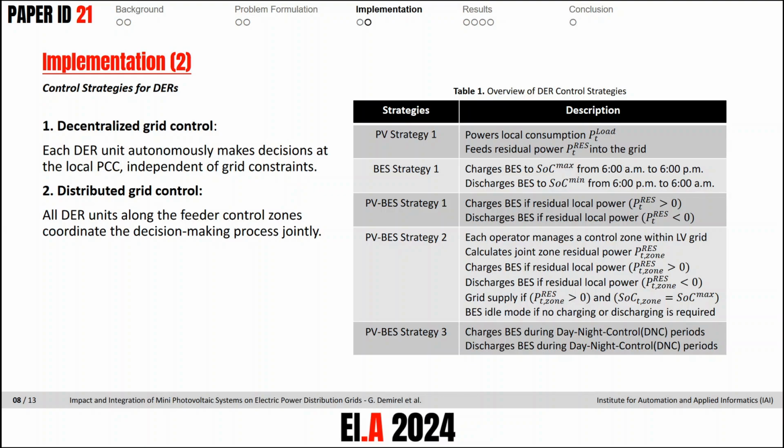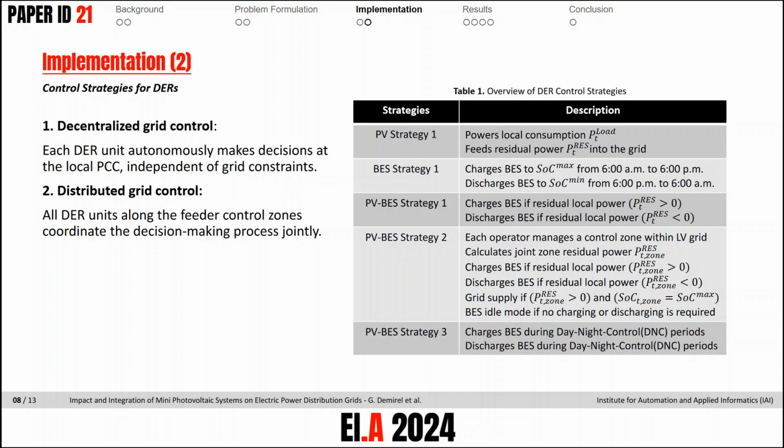PV strategy 1 powers local consumption and exports residual power to the grid. BESS strategy 1 charges the BESS to maximum from 6 am to 6 pm, and discharges to minimum from 6 pm to 6 am. PV BESS strategy 1 charges the BESS when local power is positive and discharges when negative. PV BESS strategy 2 operators manage zones, charging or discharging based on joint residual power.